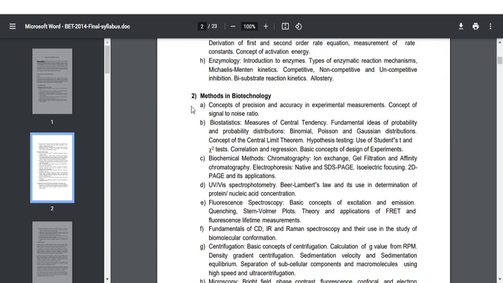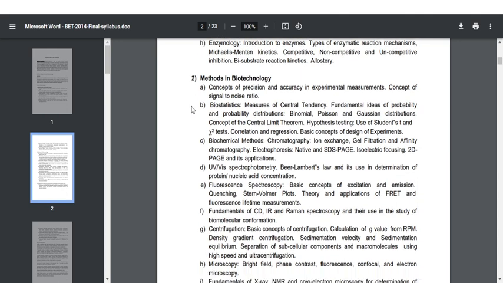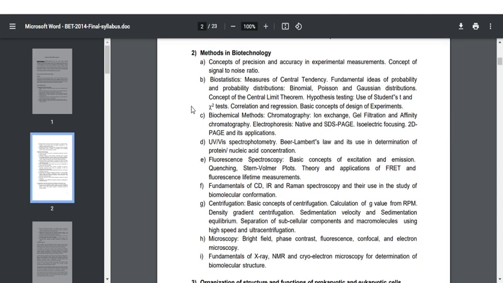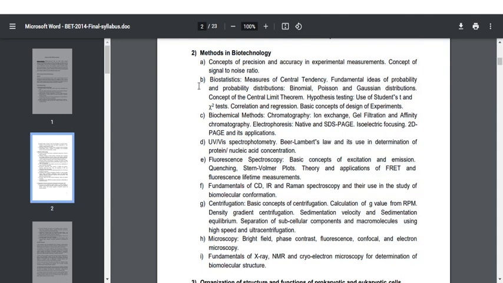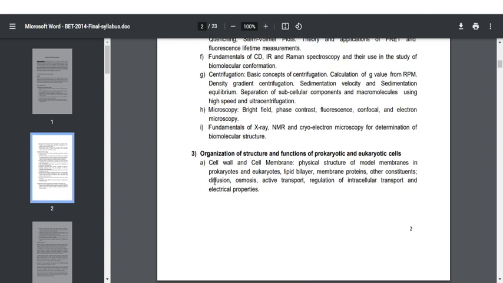Section 2 is not that much of a scoring unit. Only very few questions will be asked from this particular section. You can either leave this unit or else just concentrate on biostatistics, centrifugation and biochemical methods, that is, types of chromatography, because one question will be asked from chromatography. From biostatistics, definitely one question will be asked.